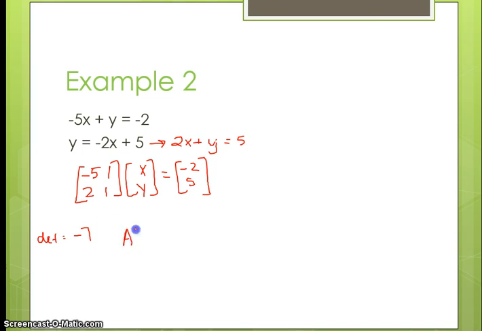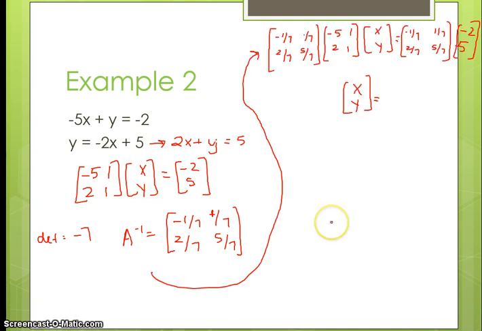It should be -1/7, 1/7, 2/7, 5/7. You are then multiplying this matrix by both sides up here. Make sure you show me the setup for that. And then go ahead. So x equals 1 and y equals 3.